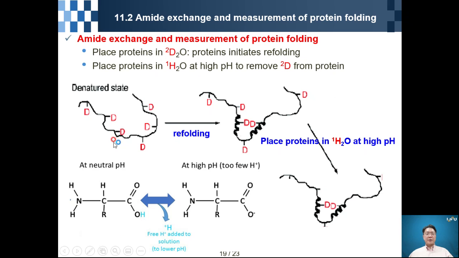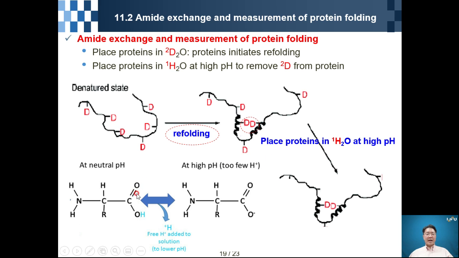So this is the denatured protein which is labeled with deuterium. After that, place the proteins in D2O, which means the protein can initiate refolding. Especially at this location, hydrogen bonding happens between the deuterium and the nearby oxygen. After that, we can place the proteins in H2O, especially at high pH, to remove the deuterium from the proteins. I will show you the principle of this experiment.